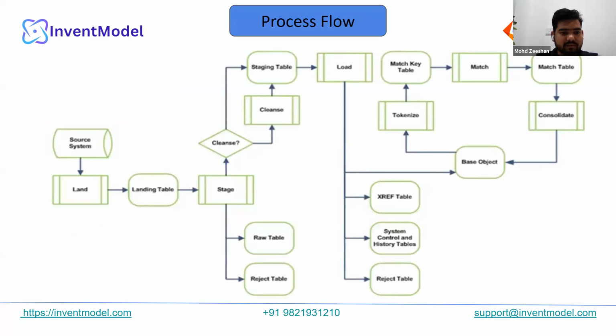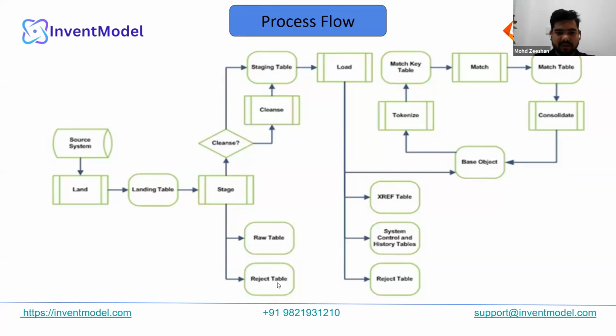So this is the flow diagram, showing how the data flows from source to destination, meaning the base object. Here we can see we have the source, then the landing area, then the stage process, and in the stage process, we can use the cleanse functions. Then it will create a stage table, and then we can perform the load. After the load, the data will go to the base object.